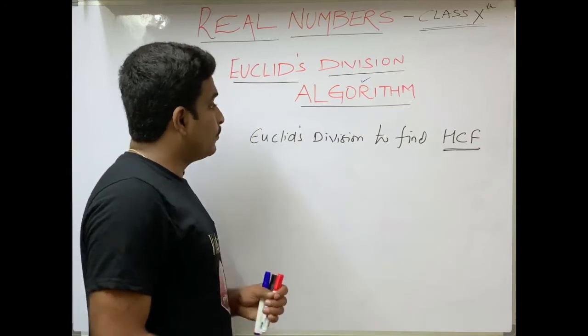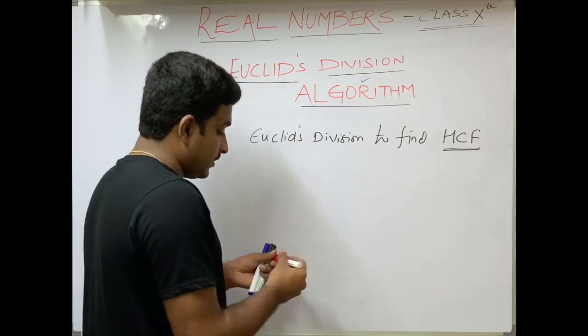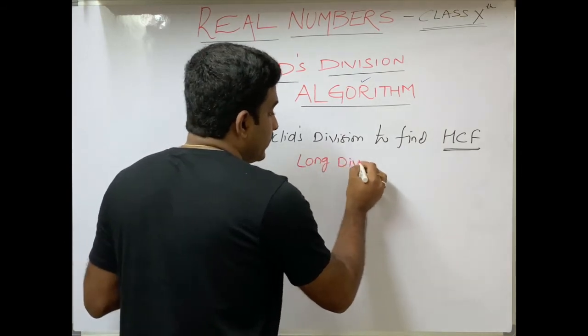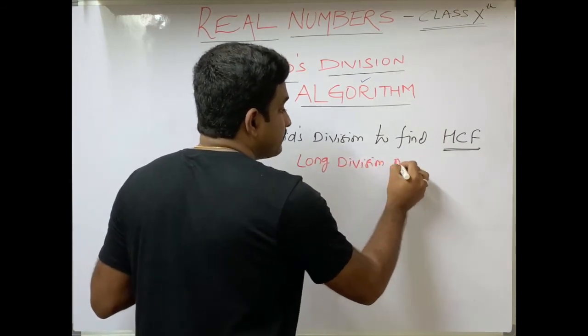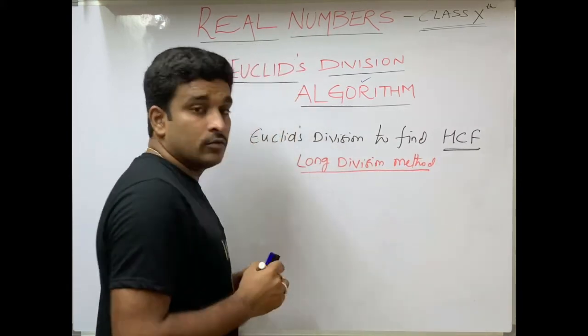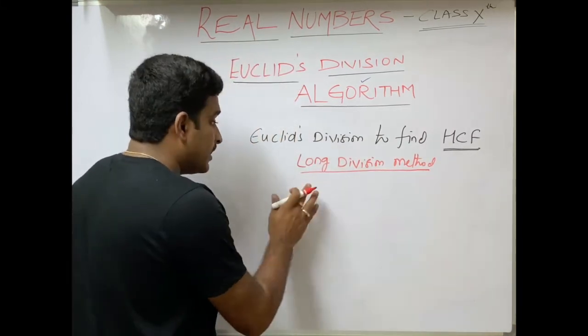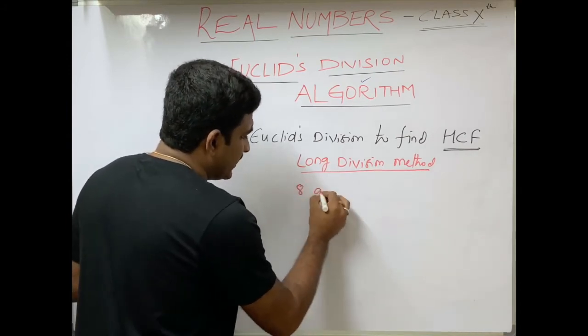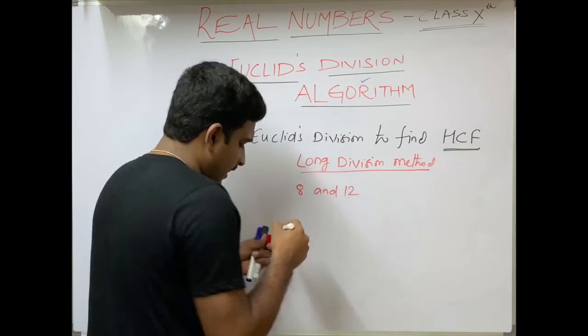Now, how to find HCF. Euclid's division is called the long division method. By using the long division method, Euclid found the HCF. For example, we'll take the same example, 8 and 12.